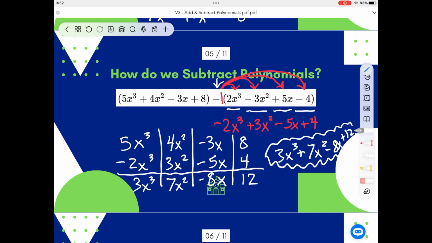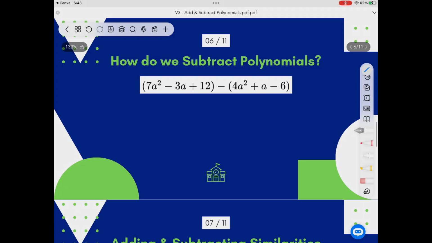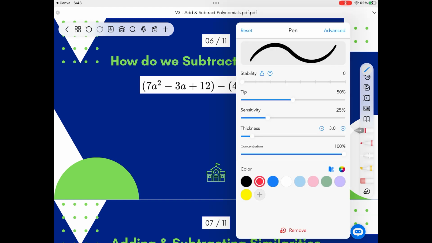All right. So that is our first subtraction problem. This is the difference between these two. Remember, difference in math refers to how far apart the values are, and we calculate that value by subtracting the two. So this is the difference for the first problem. 7a squared minus 3a plus 12 minus 4a squared plus a minus 6.